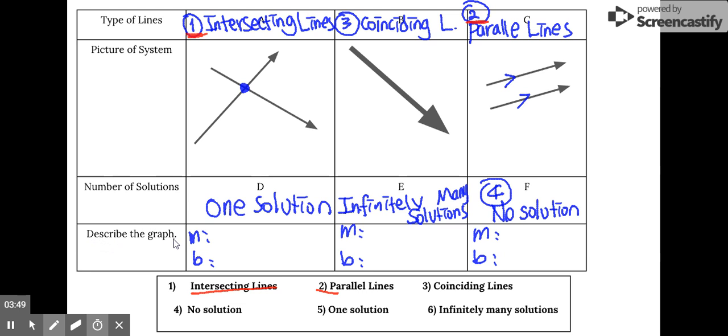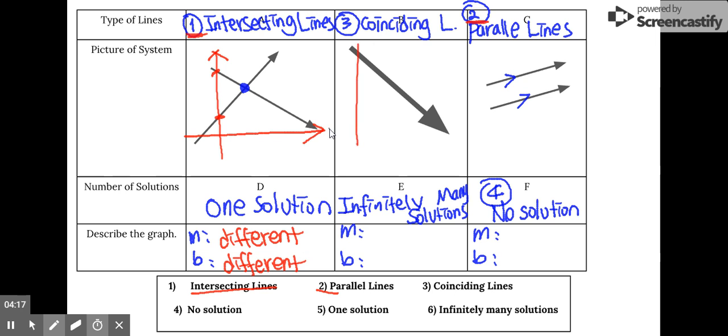And let's just describe the graph. So now when we have two lines, what do you think about the slope? Do you think they have the same slope? They're tilted in different ways. So the slope is different. And what about the y-intercept? Let's say the x and y axes are right here. So they have different y-intercepts. So the y-intercept b is also different.